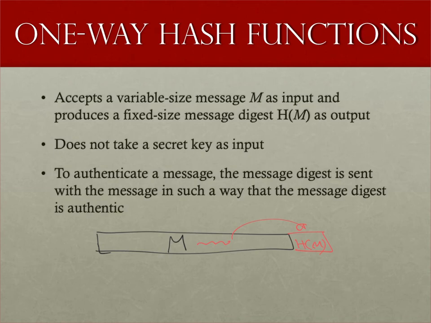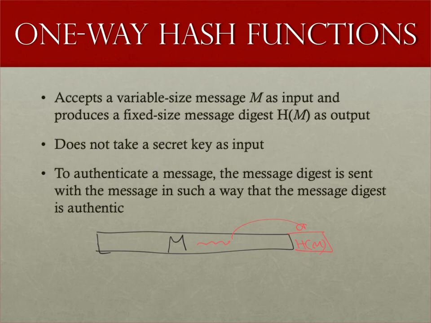Okay? So we need to do this, we need to do this, we need to do this. So we'll talk about how the protocol looks like to achieve all these requirements all together. But here, the requirement is one-way hash or digest, message digest. To authenticate, the message digest is sent with the message in such a way that the message digest is authentic. So for that, we can use the key. To make sure that the message is authentic, we can then use the key and encryption to encrypt this part only.